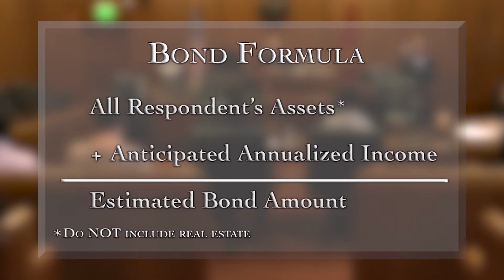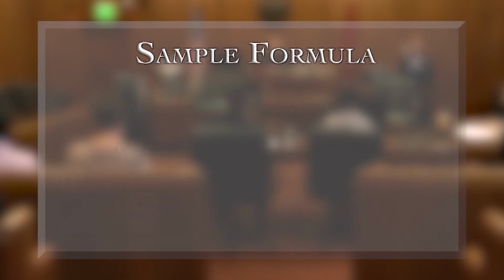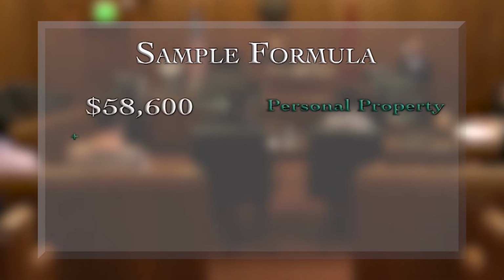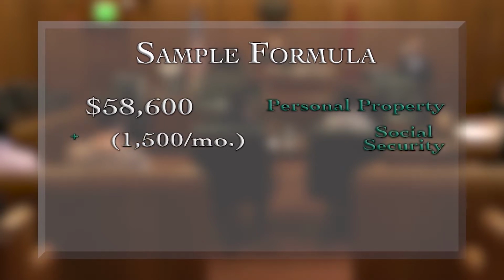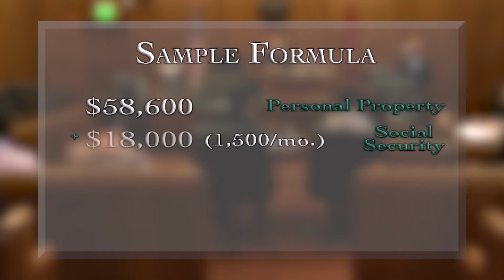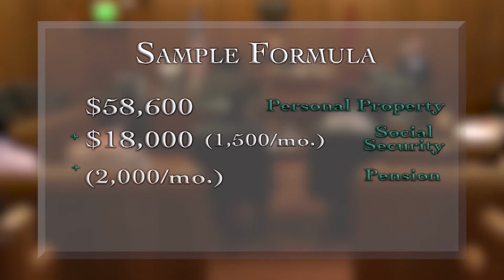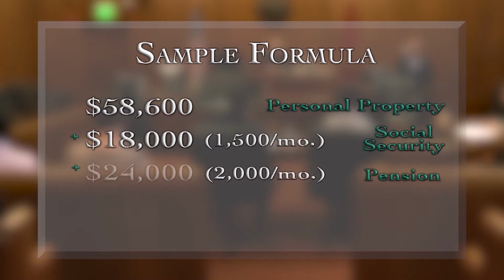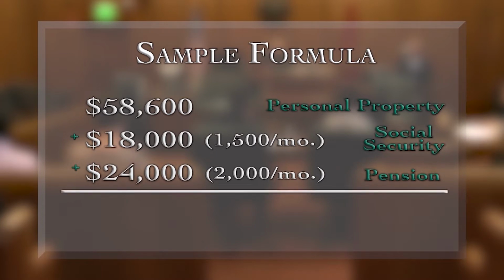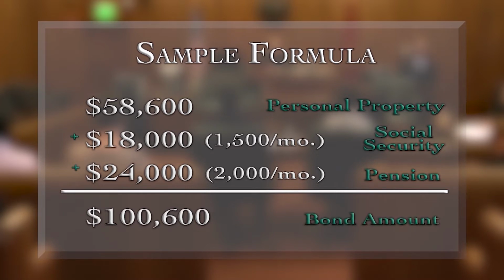For example, say the respondent owns about $58,600 in personal property. He receives $1,500 each month in Social Security, so for a year, that would be about $18,000 in Social Security. He also has a pension that pays the respondent $2,000 a month, in other words, $24,000 a year. Added up, it equals $100,600, so the court would likely set the bond amount at $100,600.